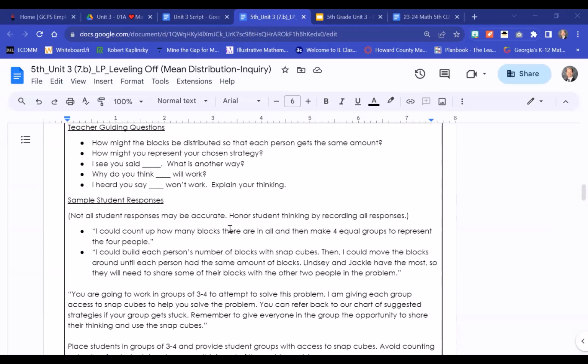So when we bring students back together, let them talk, and bring them back together. We want them to talk about what they discussed with their group and then give them the chance to share.